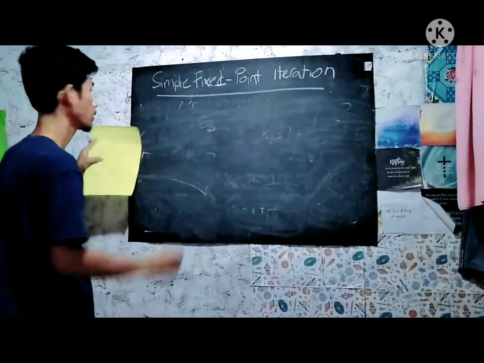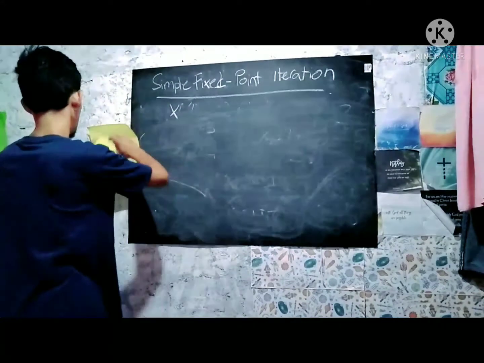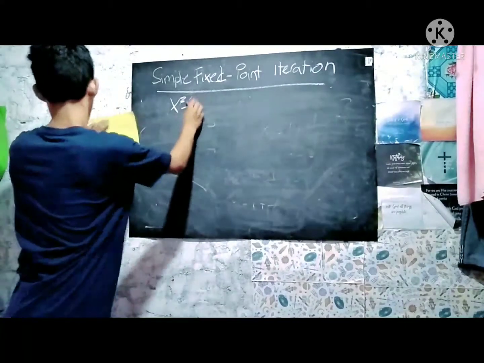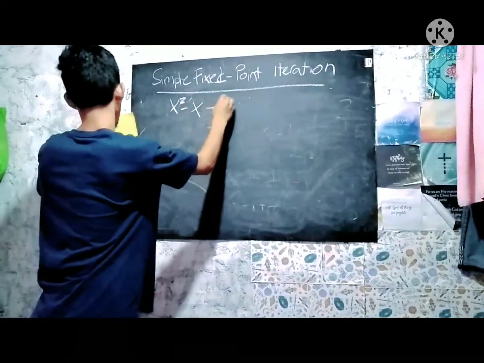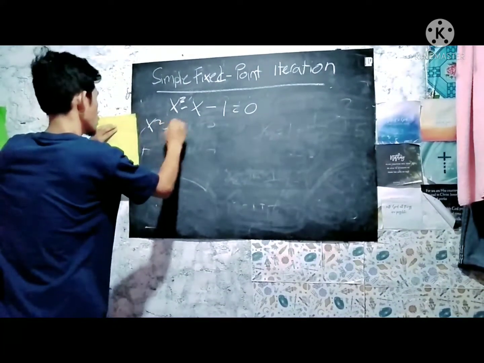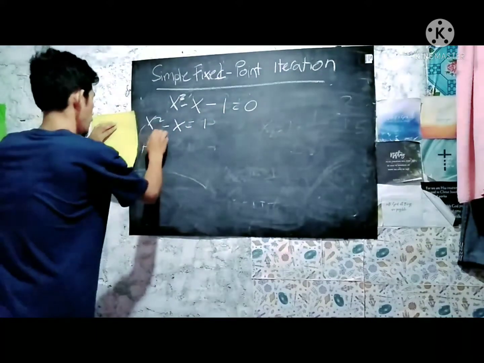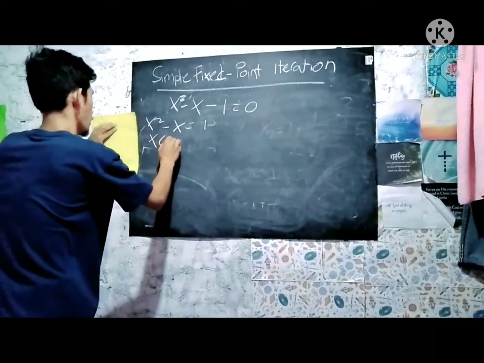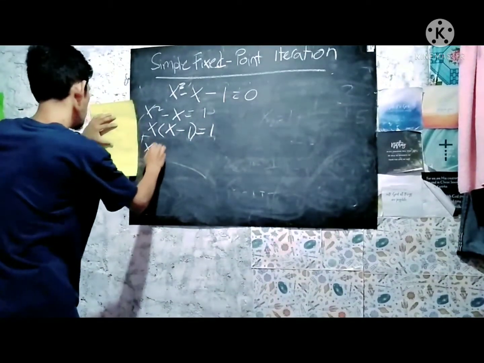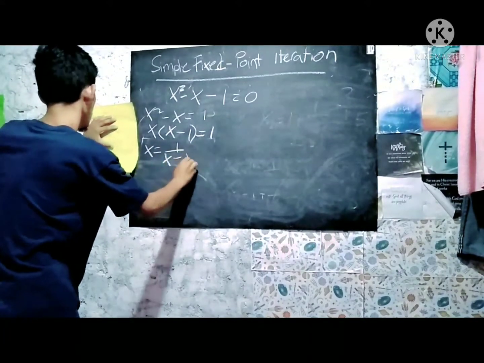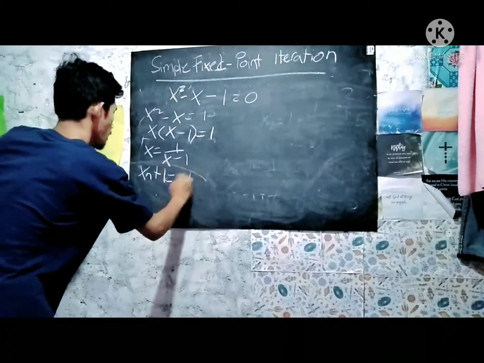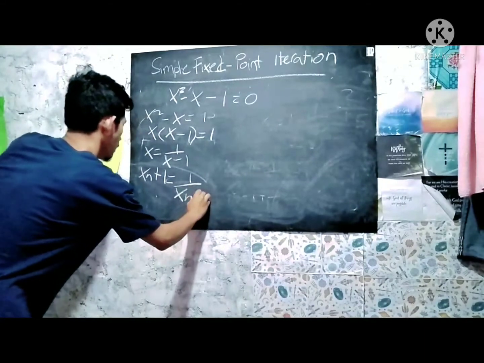And another solution, if given x squared minus x minus 1 is equal to 0. Another solution: x squared minus x is equal to 1. x times the quantity of x minus 1 is equal to 1. And then x is equal to 1 over x minus 1. And then x sub n plus 1 is equal to 1 over x sub n minus 1.